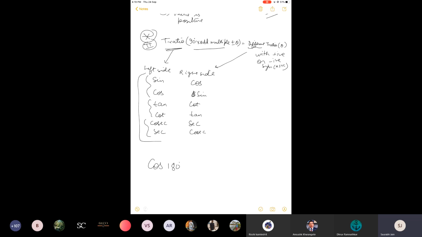This is the way to get the values. This is not the proof. The proof will come later on. First, try to find the values.